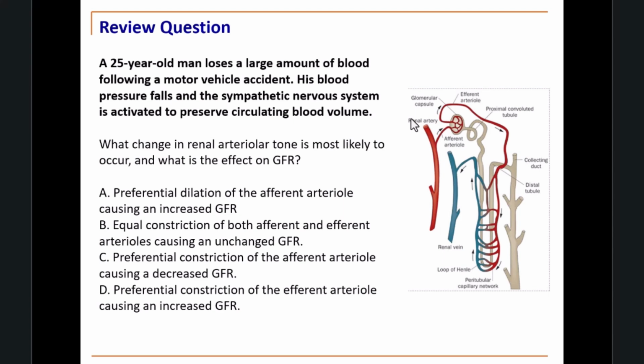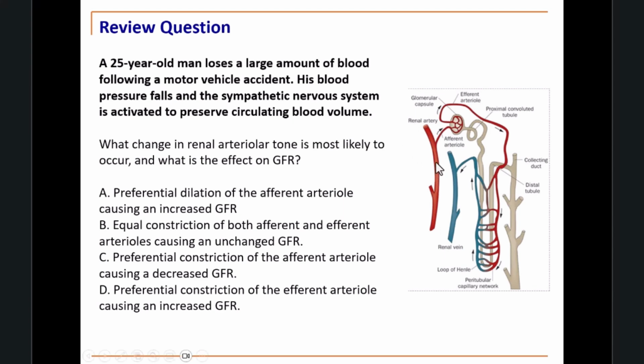Hopefully you've come up with C, preferential constriction of the afferent arteriole causing a decrease in GFR. Remember what I said. Your sympathetic nervous system has kicked in because you've lost a large amount, or this person has lost a large amount of blood. The kidneys become unimportant at this point, as does your gastrointestinal tract and your gut and your reproductive organs. Completely non-essential in this life-death situation.